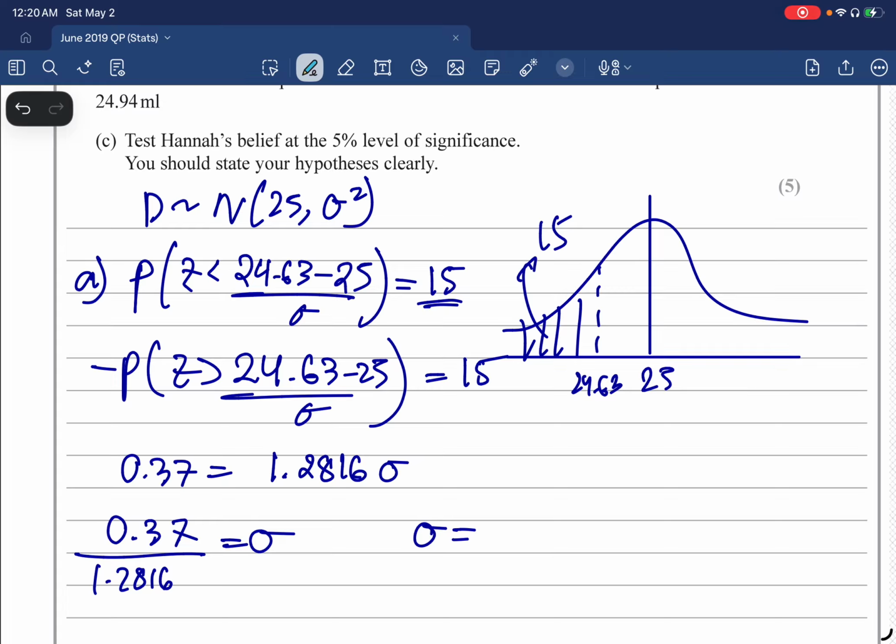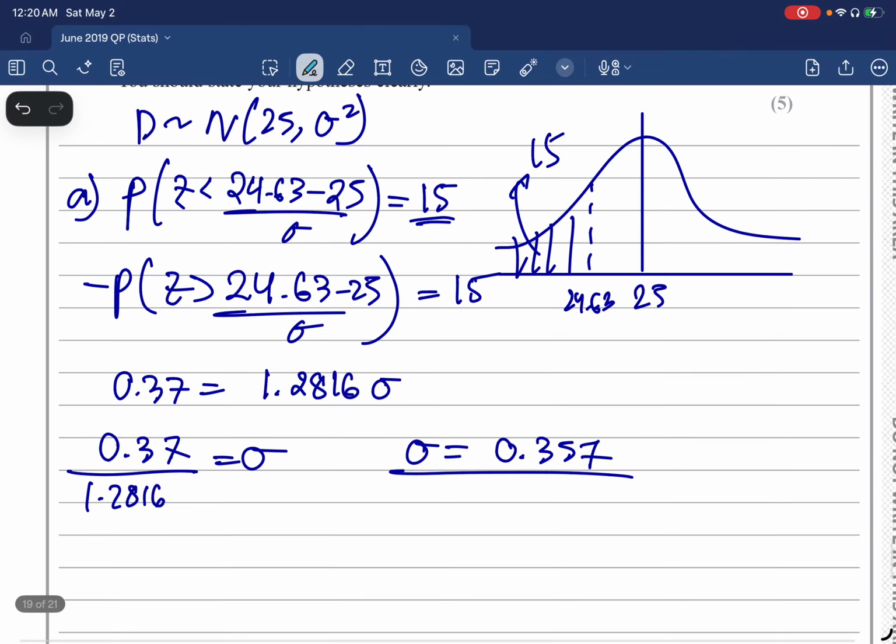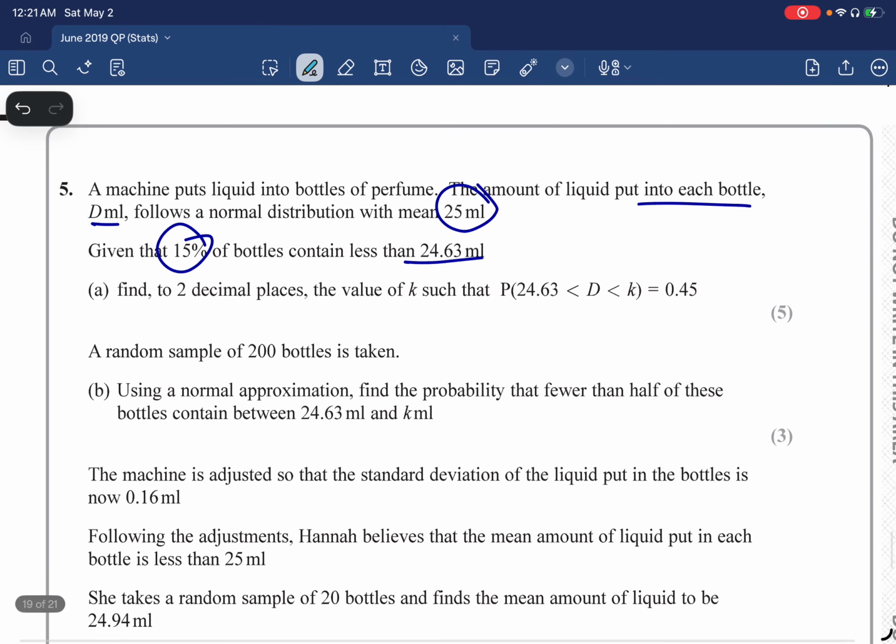Let's see, 0.37 divided by 1.2816 gives us 0.357. Now we know sigma. Our lives are going to be hopefully easy. So now it's going to be 25, and now we have 0.357. Okay, now onto the real deal.